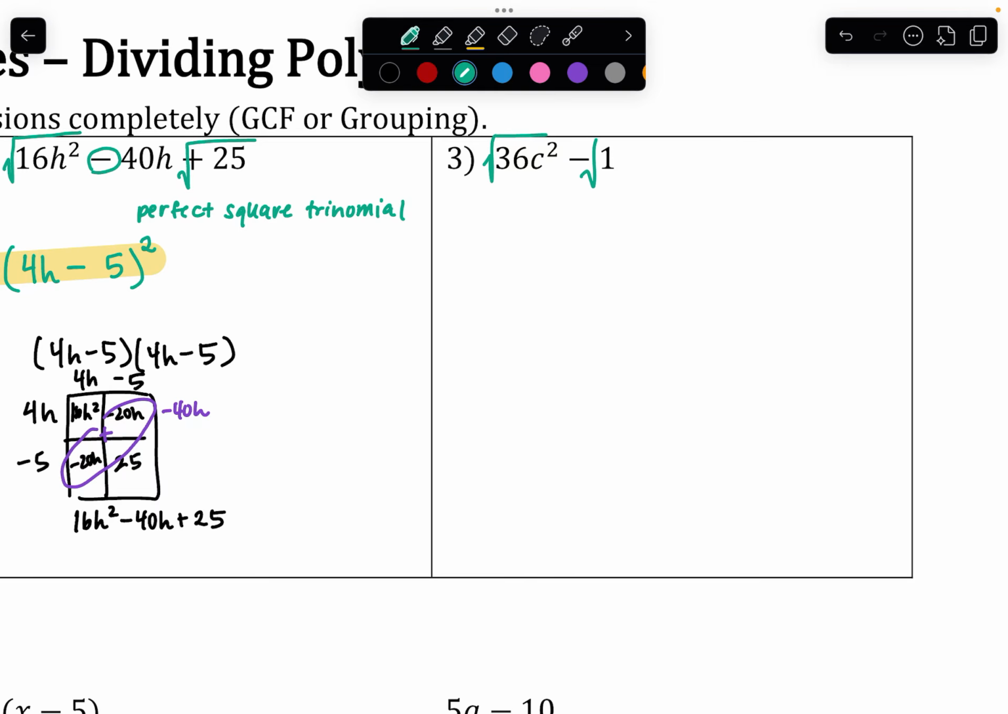36 is a perfect square, 1 is a perfect square, and we have a minus sign between them with no middle term. That means we're going to have the factor twice, one with a minus, one with a plus. Square root of 36c is 6c. Square root of 1 is 1. So 6c minus 1, 6c plus 1 is how this second one factors.